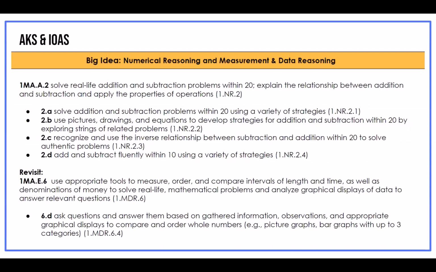Unit 2A has two AKS, AKS 2 and AKS 6. You began working with both of these AKS in Quarter 1. AKS 2 involves solving addition and subtraction problems within 20, explaining the relationship between addition and subtraction, and applying the properties of operations. In Quarter 1, this thinking was done to solve problems within 10. For Unit 2A, we will extend student understanding to solve problems within 20.